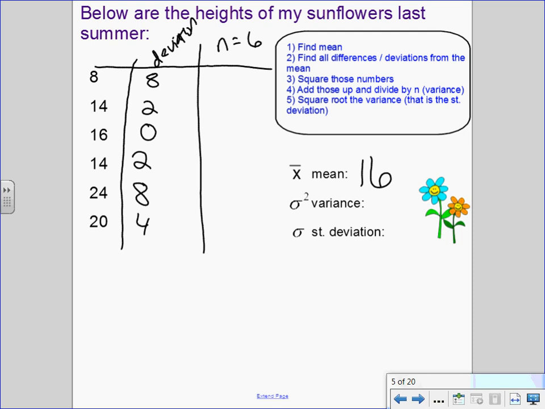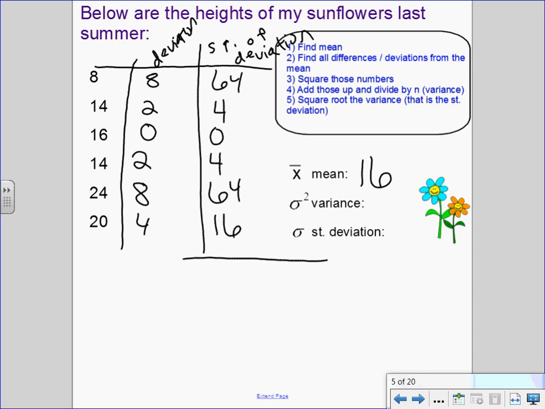All right, what you're going to want to do now in this third column is square your deviation number. In other words, 8 squared is 64. And that's why it really didn't matter if I put a -8 or a +8 there, because you end up squaring it. So it's a positive 64 regardless. 2 squared would be 4. 0 squared is 0. 2 squared is 4. 8 squared is 64. And 4 squared is 16.